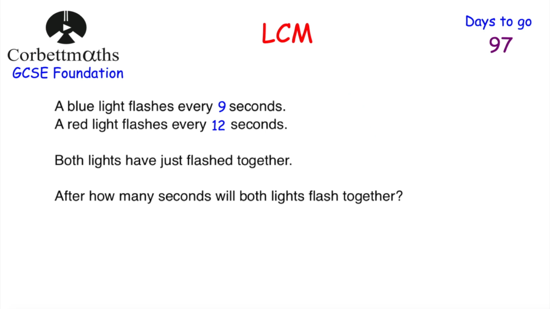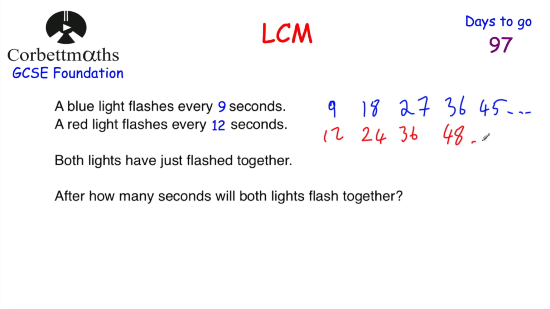So we know that the blue light flashes every 9 seconds. So if it's just flashed, it'll flash again in 9 seconds. It'll then flash again at 18 seconds, and then 27, and 36, and 45, and so on. The red light has just flashed, so it's going to flash again in 12 seconds, and then 24 seconds, and then 36 seconds, and 48 seconds, and so on.